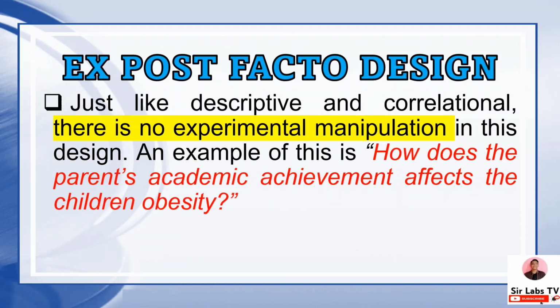Just like descriptive and correlational, there is no experimental manipulation in this design. An example of this is how does the parent's academic achievement affect the children's obesity. The example presented does not involve experimental manipulation, and it only looks into possible causes of the children's obesity, and obesity is the occurring phenomenon.